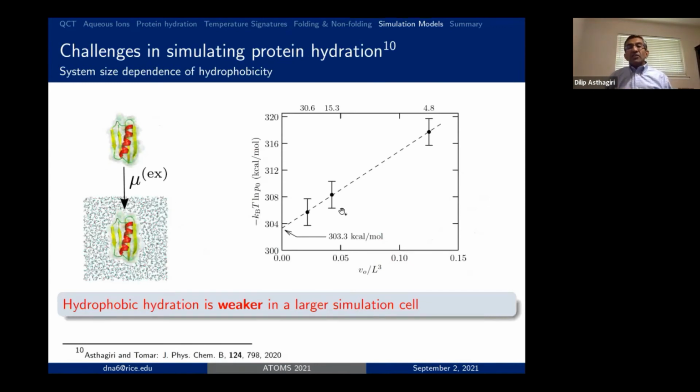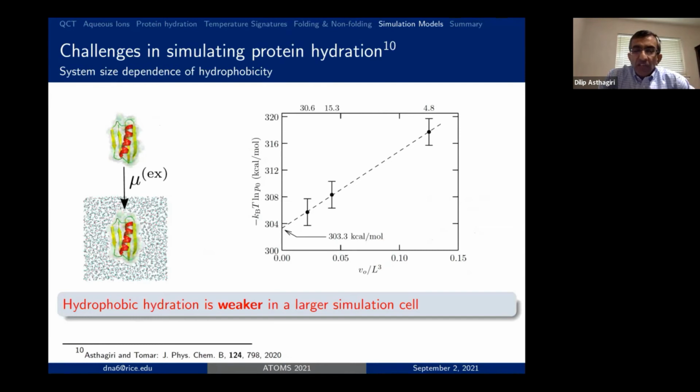What we found out is that all our initial studies were done with a small solvent box, and none of the results were able to capture the trend.